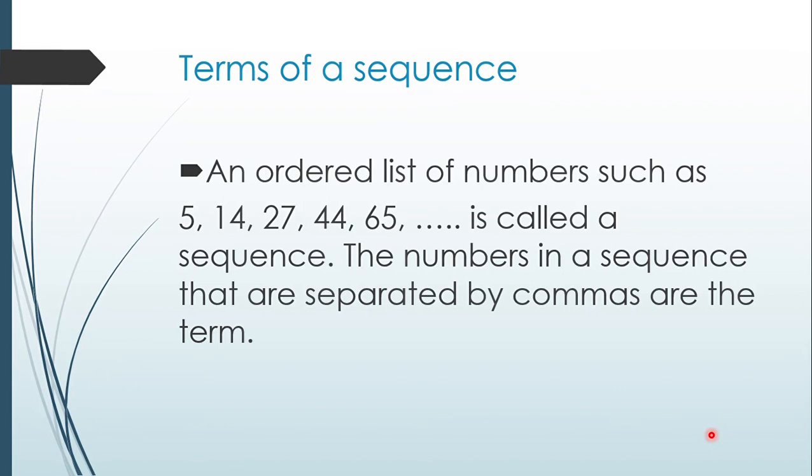Terms of a sequence. An ordered list of numbers such as 5, 14, 27, 44, and 65 is called a sequence. The numbers in a sequence that are separated by commas are the terms. So, 5, 14, 27, 44, 65 are called terms. Next.